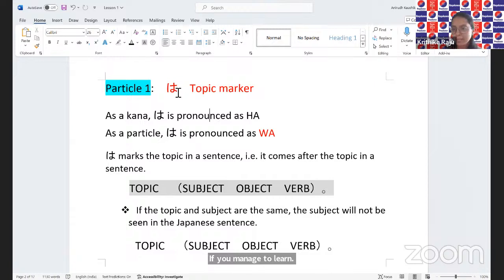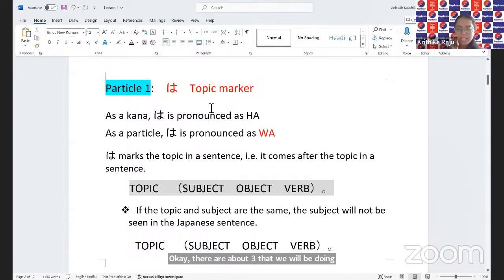What exactly is this particle wa? So remember, when you look at this, you should always think about how it's appearing. Right now, we are talking about this as a particle. So I will be reading this kana as wa. Please keep in mind this particular kana, since we are going to be seeing how it behaves as a particle, I will be referring to it as wa. So associate that sound with this kana in your minds.